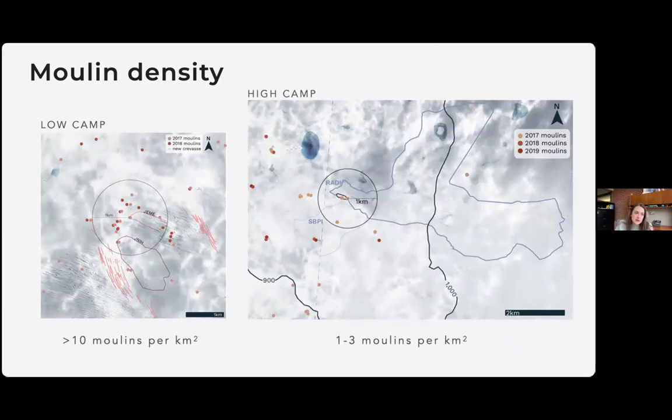So at our low campsite, we have over 10 moulins per square kilometer. That's our moulin density there, whereas we have a much lower moulin density at our high campsite, with only 1 to 3 moulins per square kilometer. Just looking at these two figures, you can see that there are many fewer moulins at our higher elevation site, which could have been responsible for those non-local controls on sliding, because such a much larger area was resisting flow while we experienced our peak pressurization.